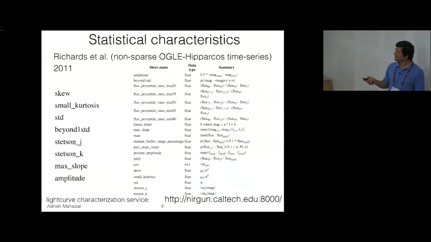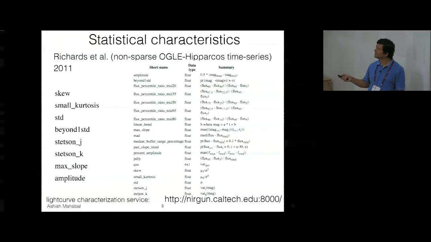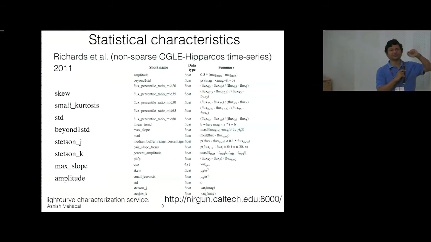One of the things that has happened for the last several years is that given a time series, you derive various statistical features and try to use those statistical features for clustering, classification, and so on. So Richards et al. had this paper where they used non-sparse OGLE and Hipparcos time series data, and they defined a bunch of simple things like amplitude, the difference between the magnitude and the minimum, which you could then divide by 2, for instance.